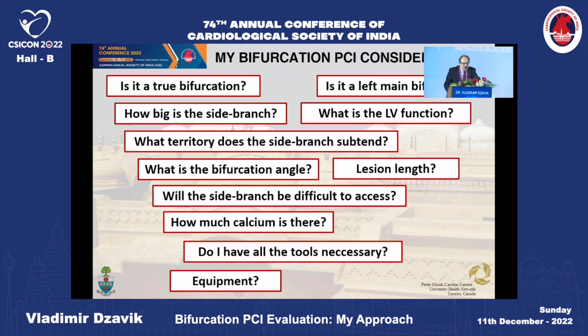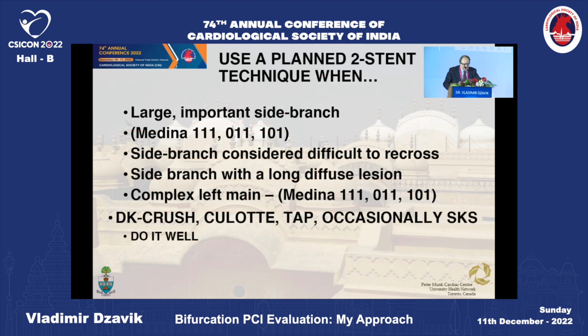But the necessary tools are also related to skill and expertise. So I need to make sure that I'm competent, and that I have the skills and expertise to deal with the most complex situation that I'm undertaking. So in general, I use a planned two-stent technique with large important side branches in true bifurcations, when the side branch is considered difficult to recross, when we have a complex left main, true bifurcation.